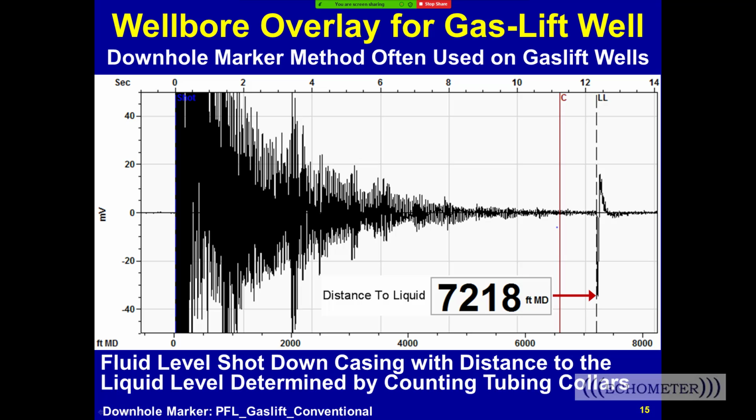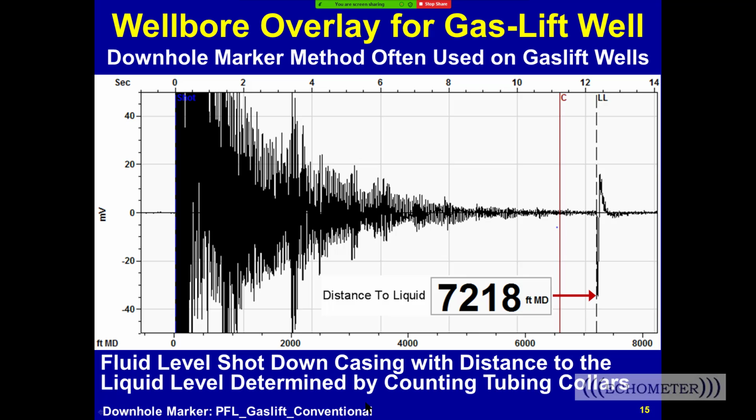Now this is a fluid level shot on a gas lift well, what we call a conventional gas lift well, where the gas lift valves are attached to the outside of the tubing. They're really not even mandrels; there's not always a mandrel. Mandrels are usually in tubing retrievable wells, and those are not typically called conventional.